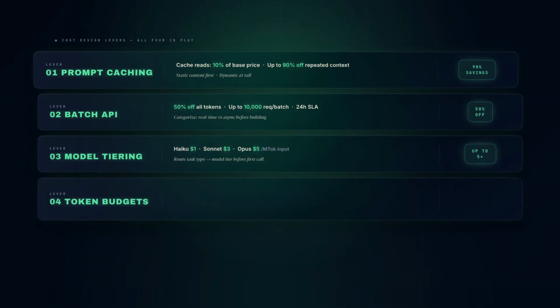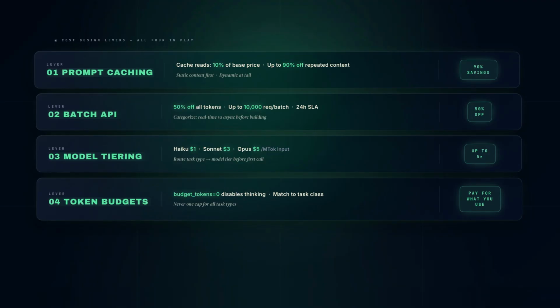Lever 4, token budgets. Budget token 0 disables extended thinking entirely. Match the budget to the task complexity, not to the hardest task in your queue. The design decision: never use one budget cap for a mixed task queue.